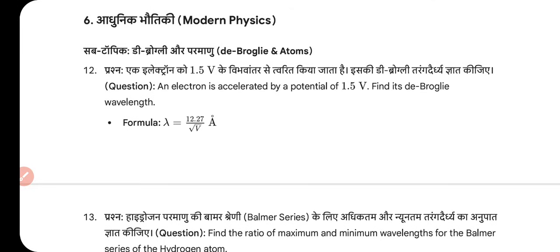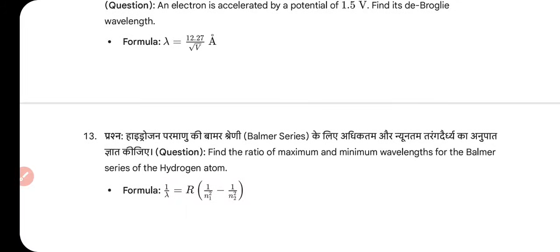De Broglie equation type of question. Lambda equals 12.27 by under root V. This is a direct question. What is the unit, angstrom, and convert it to meters also.